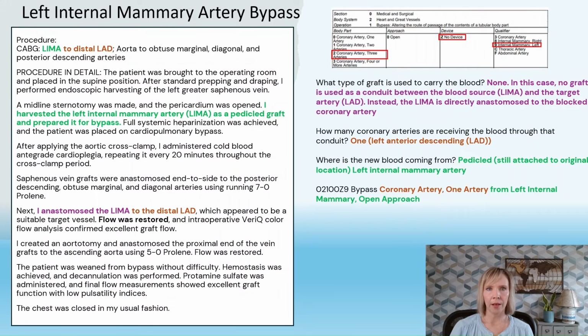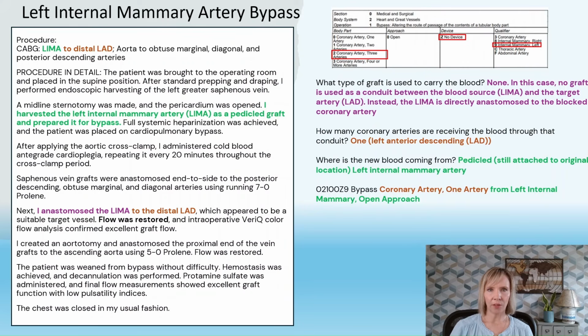In this case, the left internal mammary artery is used as a pedicled graft, meaning it remains attached to its original blood supply. Because it is not fully detached and reimplanted, it is not considered a separate device, and so the qualifier no device is used. Next, we determine how many coronary arteries are being revascularized using this graft. According to the operative report, the LIMA was anastomosed or surgically connected to the distal left anterior descending artery, indicating one coronary artery is now receiving blood flow through the pedicled LIMA.